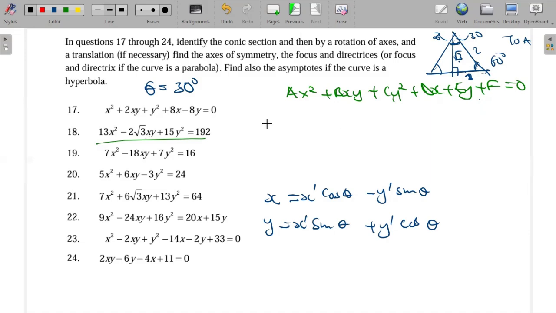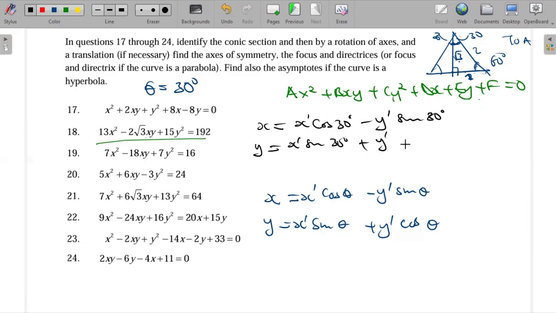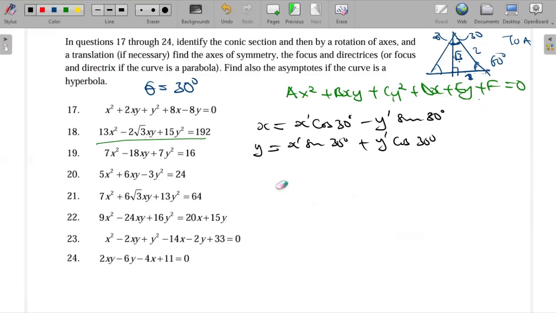So x is going to be equal to x prime cos 30, since your theta is 30 there, then minus y prime sine 30. And then you have y being equal to x prime sine 30 degrees, plus y prime cos 30 degrees. All right, now we know what these values are.